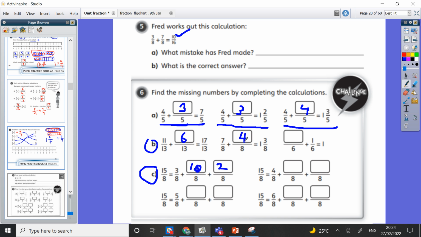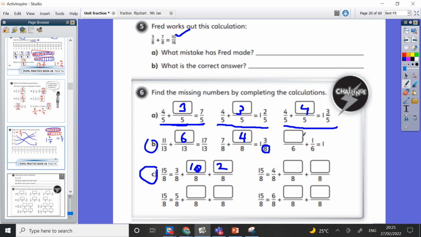4. 7 over 8 plus 4 over 8 will be 11 over 8, that is equal to 1 whole and 3 over 8. How is that 1 whole and 3 over 8? 1 whole means, what is the denominator? 8. It means 1 is 8 over 8. 8 parts plus 3 parts, it's 11 parts out of 8.